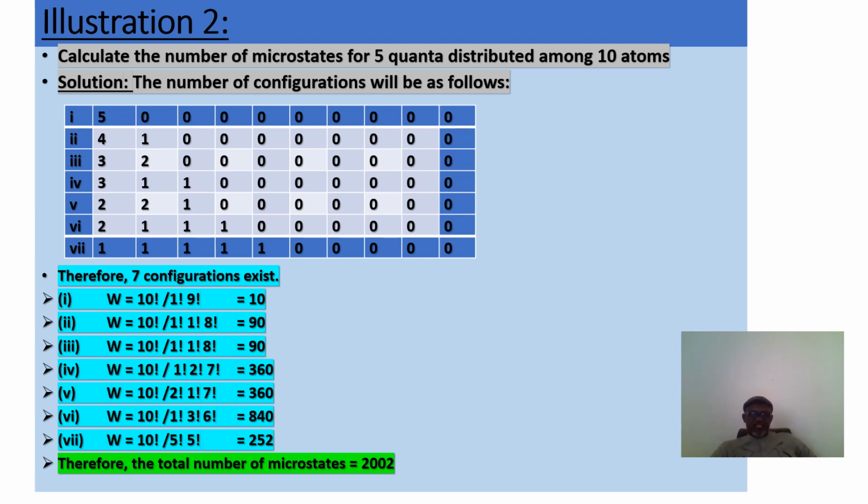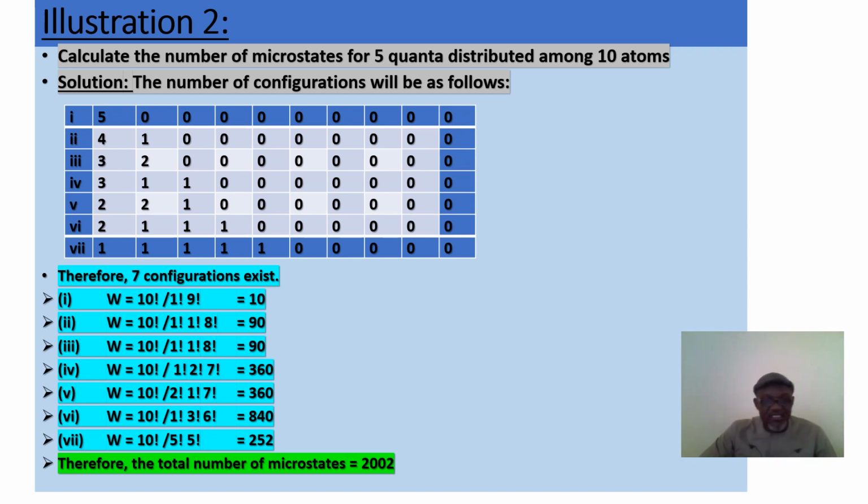So we'll do the same thing, 10 factorial. Now the total number of atoms is 10. The other one was 5. 10 factorial over 1 factorial, 9 factorial, 10. Now look at that. We'll calculate as 10, 90, 90, 360, 360, 480, 252, and the total is 2002.